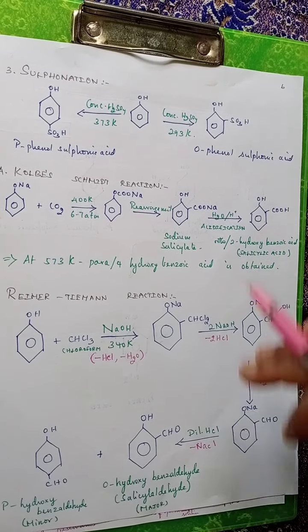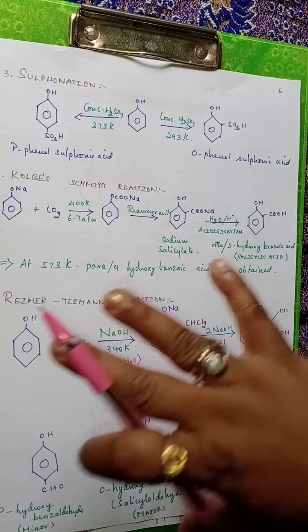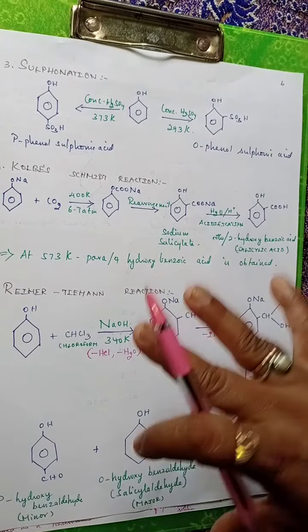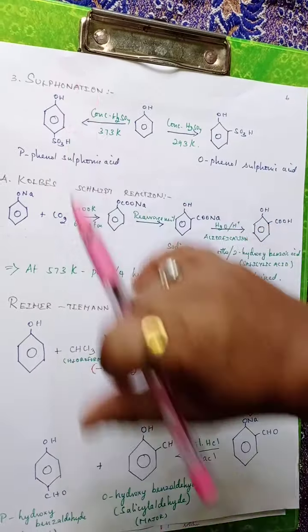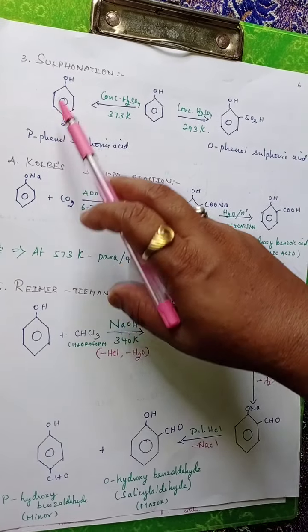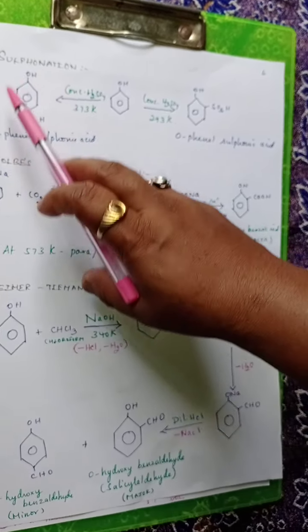Now the next reaction is sulfonation. Sorry children, it's a lengthy video, I know, but if you see all the chemical properties together, it will be easier for you to understand. That's why. So now sulfonation. In sulfonation over here, the para-phenol sulfonic acid, right?